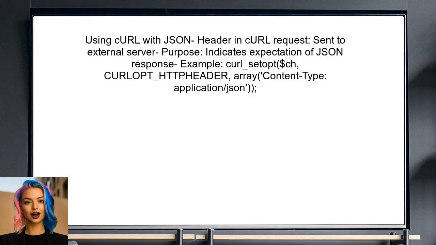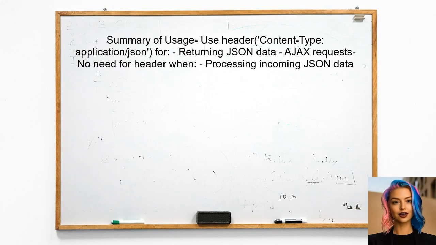Regarding the user's question about using cURL to retrieve JSON from an external resource, the header set in that request is sent to the external server. This informs the server that the user expects a JSON response. In summary, the user should use header with content type set to application/json when returning JSON data from a PHP script, especially for Ajax requests. For incoming JSON, focus on decoding without setting this header.